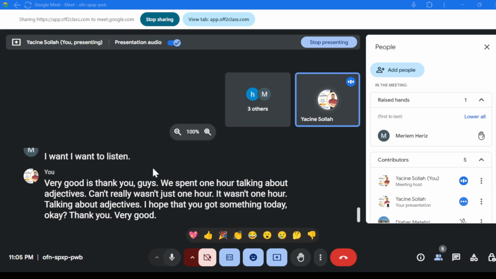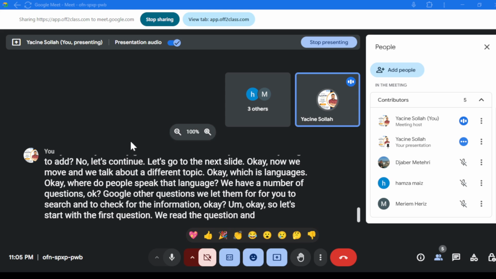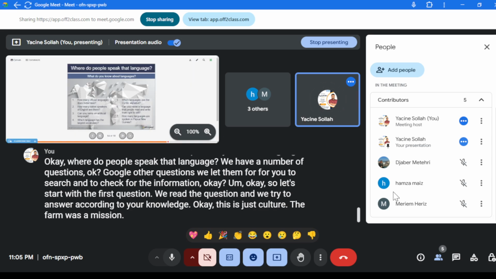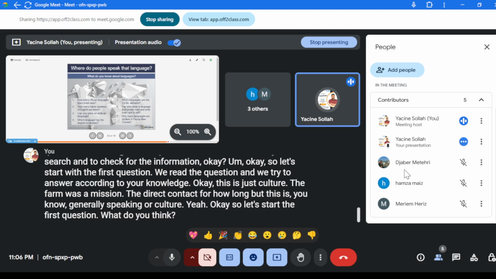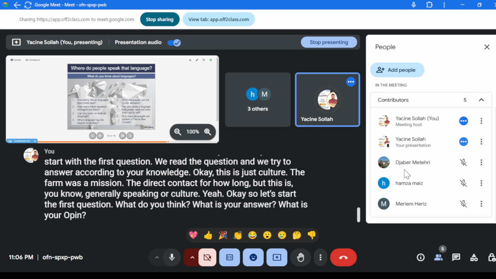Okay, so let's start with the first question. We read the question and we try to answer according to your knowledge. Okay, this is just general culture, you are not necessarily expected to know it, and maybe we don't know it either. Okay, so let's start with the first question. What do you think? What is your answer? What is your opinion?